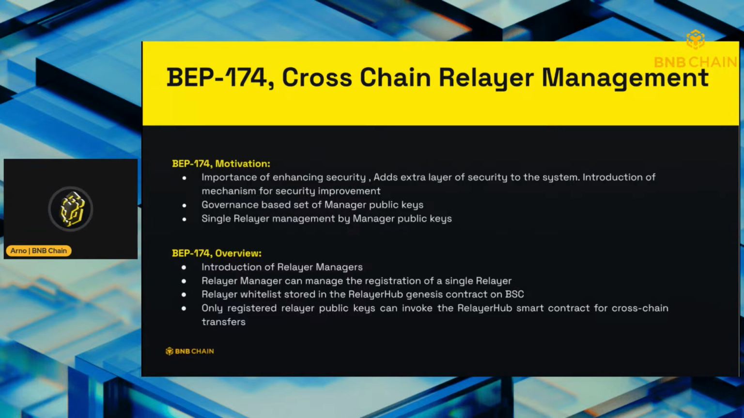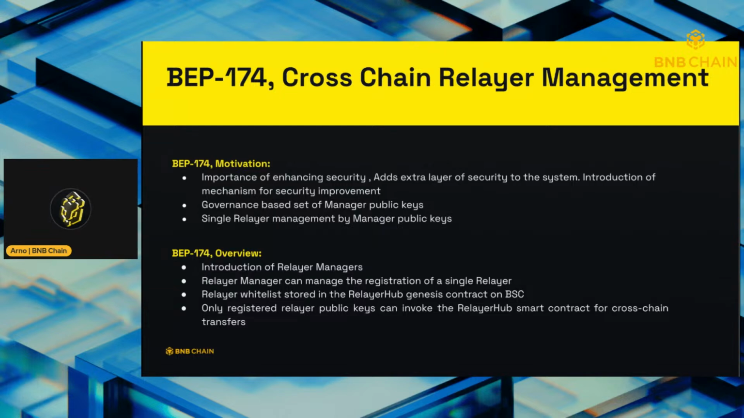Since we have the native cross-chain between those chains, we need to ensure that the relayers are secure and whitelisted as well. Actually, this proposal was really about introducing a new governance type to manage the relayer public key, which is stored in the relayer hub Genesis contract on the BSC level. As you might know, only registered relayer public keys are able to invoke these specific smart contracts, which then enables cross-chain transfer.